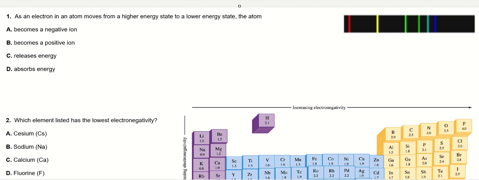Okay, these questions are not necessarily in the same order you got them. They're all shuffled. All right, number one, electron moves from a higher energy level to a lower energy level.